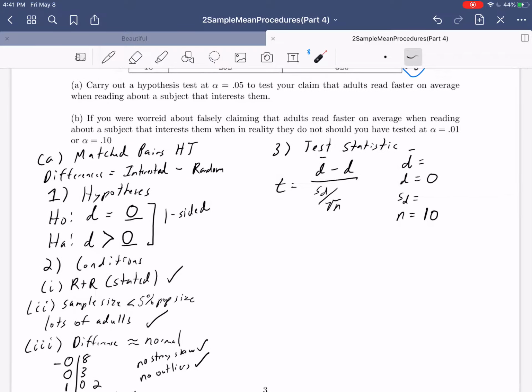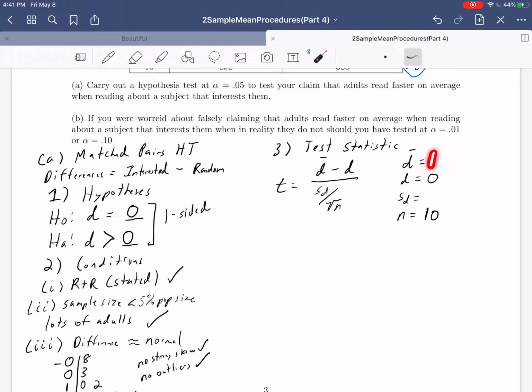So when we do that, you should get an average of 18.6. So on average, the people with the interesting subject material were reading 18.6 words per minute faster. And you should get a standard deviation. Make sure you grab the sample one of 14.7. So we can pop all that stuff in there. We should get t is 18.6 minus the null, which is 0, divided by 14.7 divided by the square root of 10. We can go ahead and calculate that.